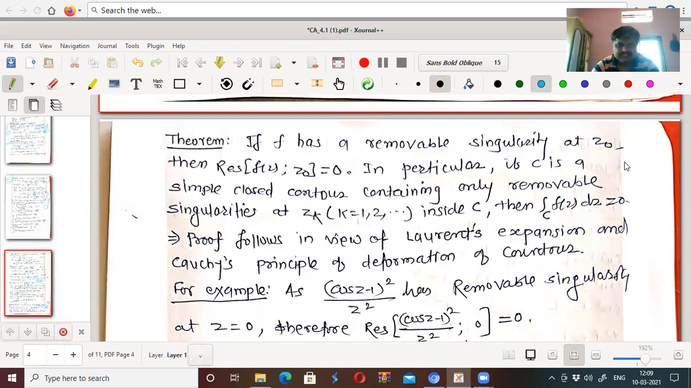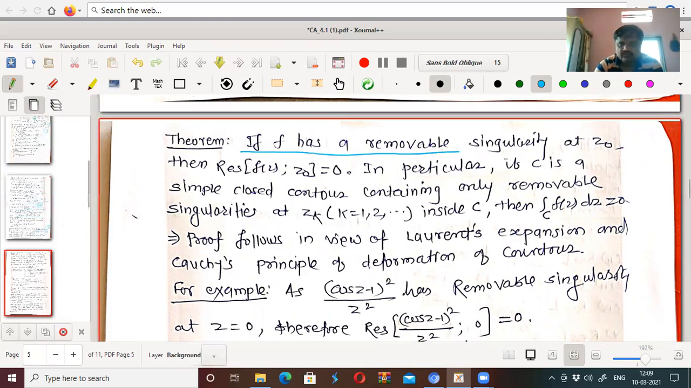We have a further result. If f has a removable singularity at z0, then the residue of f of z at z0 is always equal to 0. What does this mean? We have seen the example. If it has a removable singularity, there is no principal part. There is no principal part means there is no coefficient of 1 upon z minus z0. And if a minus 1 is 0 there, that means the residue is 0.